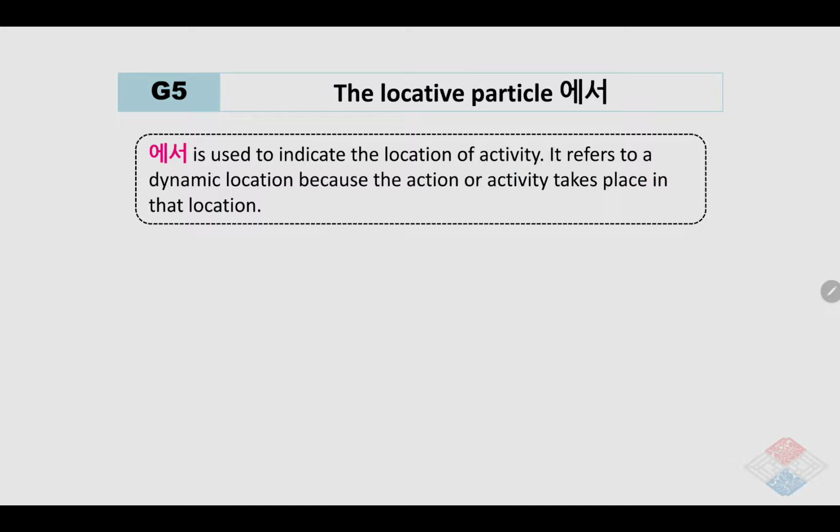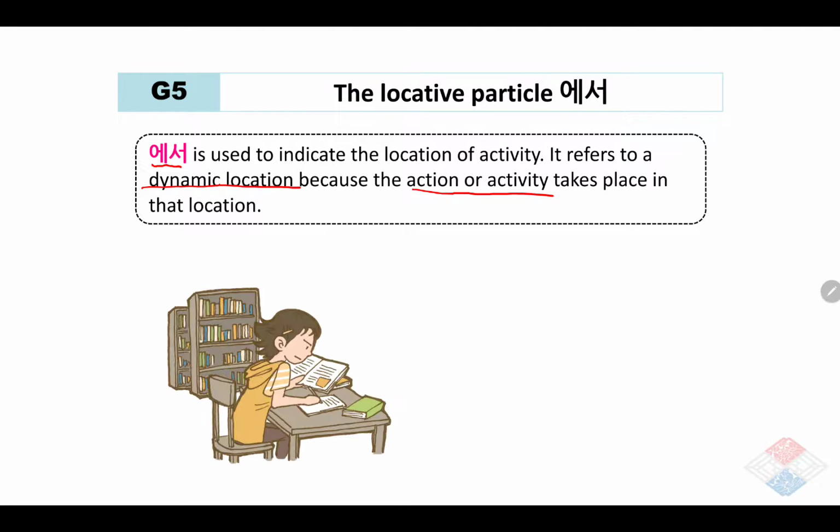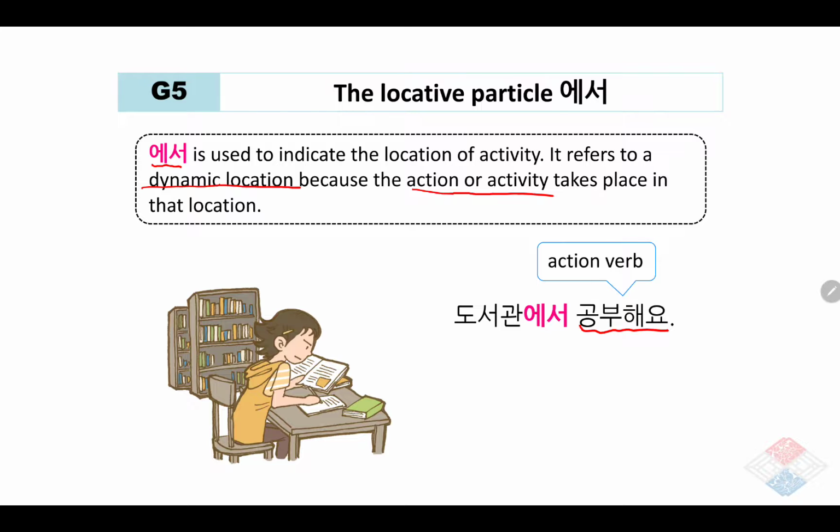But on the other hand, 에서 is used to indicate the location of activity. It refers to a dynamic location because the action or activity takes place in that location. So for example, when you are studying at the library, you're doing something dynamic, studying. So you use 에서. 도서관에서 공부해요.